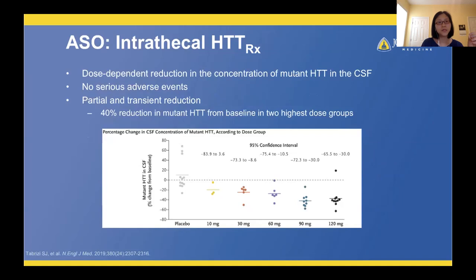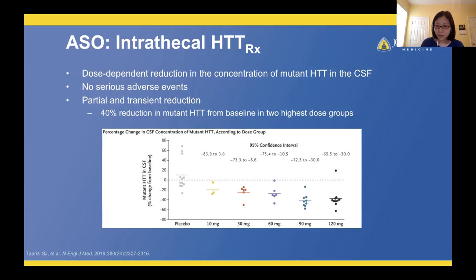And this is the phase one data using this intrathecal ASO drug called HTTRX. This was published in the New England Journal of Medicine last year. And this is again from the phase one study with 46 participants. The main message is that there was dose-dependent reduction in the concentration of mutant huntingtin in the CSF, and there were no serious adverse events.